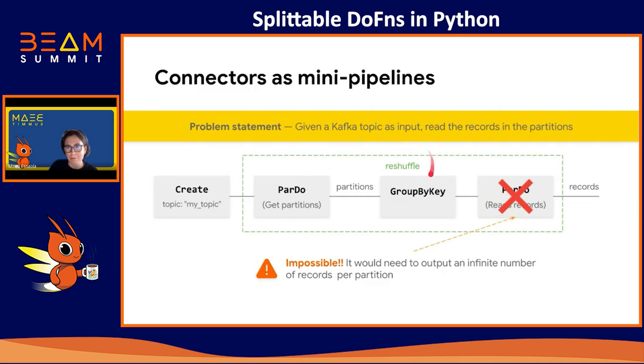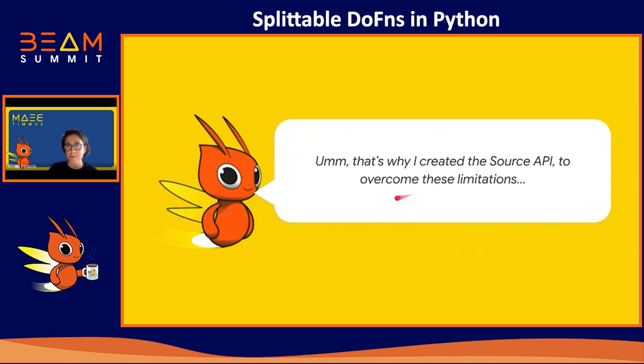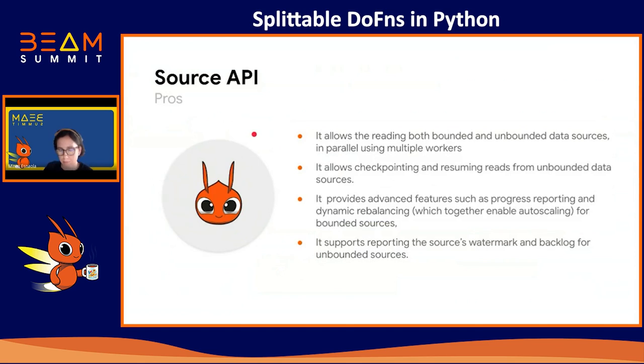So until now, how were we solving these limitations? Some of these limitations were solved by the Source API, okay? The Source API comes with a few advantages, okay? It is designed so we can read bounded and unbounded data sources in parallel using multiple workers, okay? Also, for unbounded data sources, it implements checkpointing and then resuming the reads, okay? For bounded sources, it has all those features that enable autoscaling, reporting on progress, doing dynamic work rebalancing, and for unbounded sources, it allows reporting the source's watermark and the backlog.